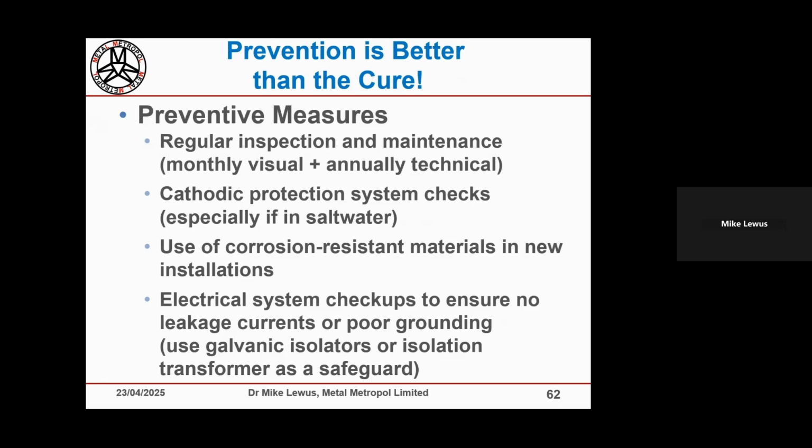It's zinc. But sorry, Mike, to interrupt you, this is for freshwater. Oh, sorry. Okay, freshwater. Forget what I've just said.